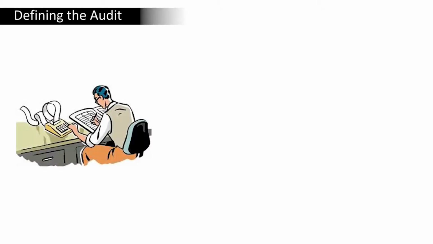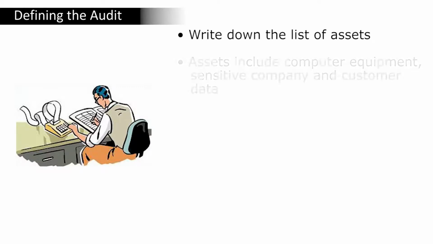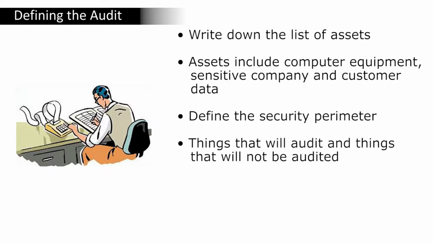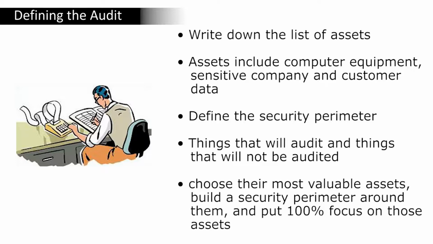Defining the audit. The first job of an auditor is to define the scope of the audit, which means one needs to write down the list of assets. The assets include computer equipment and sensitive company and customer data. They also include things that are very important for business and that require time as well as money. Once there is a lengthy list of assets, it is a must to define the security perimeter. A security perimeter segments the assets into two buckets, namely things that will be audited and things that will not be audited. Hence, one must choose their most valuable assets, build a security perimeter around them, and put 100% focus on those assets.